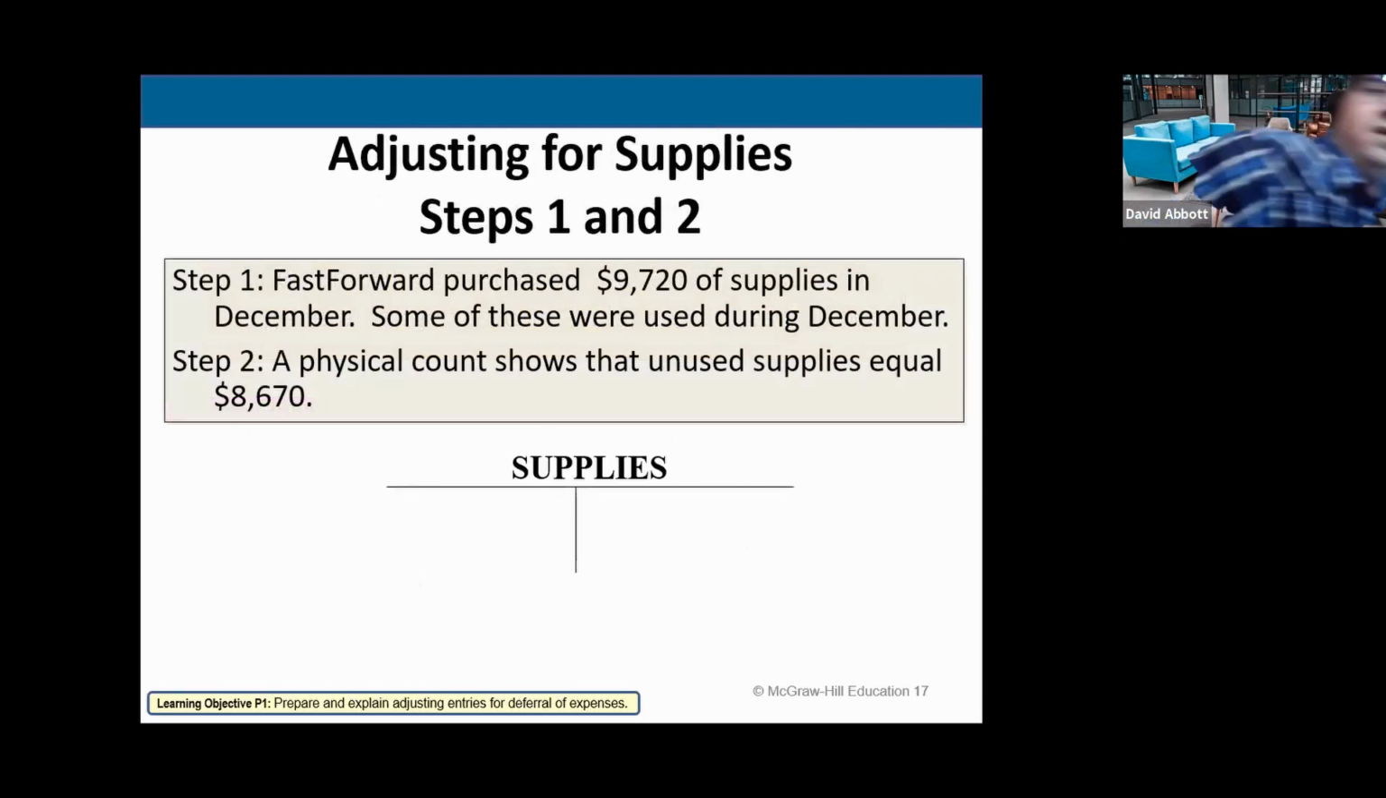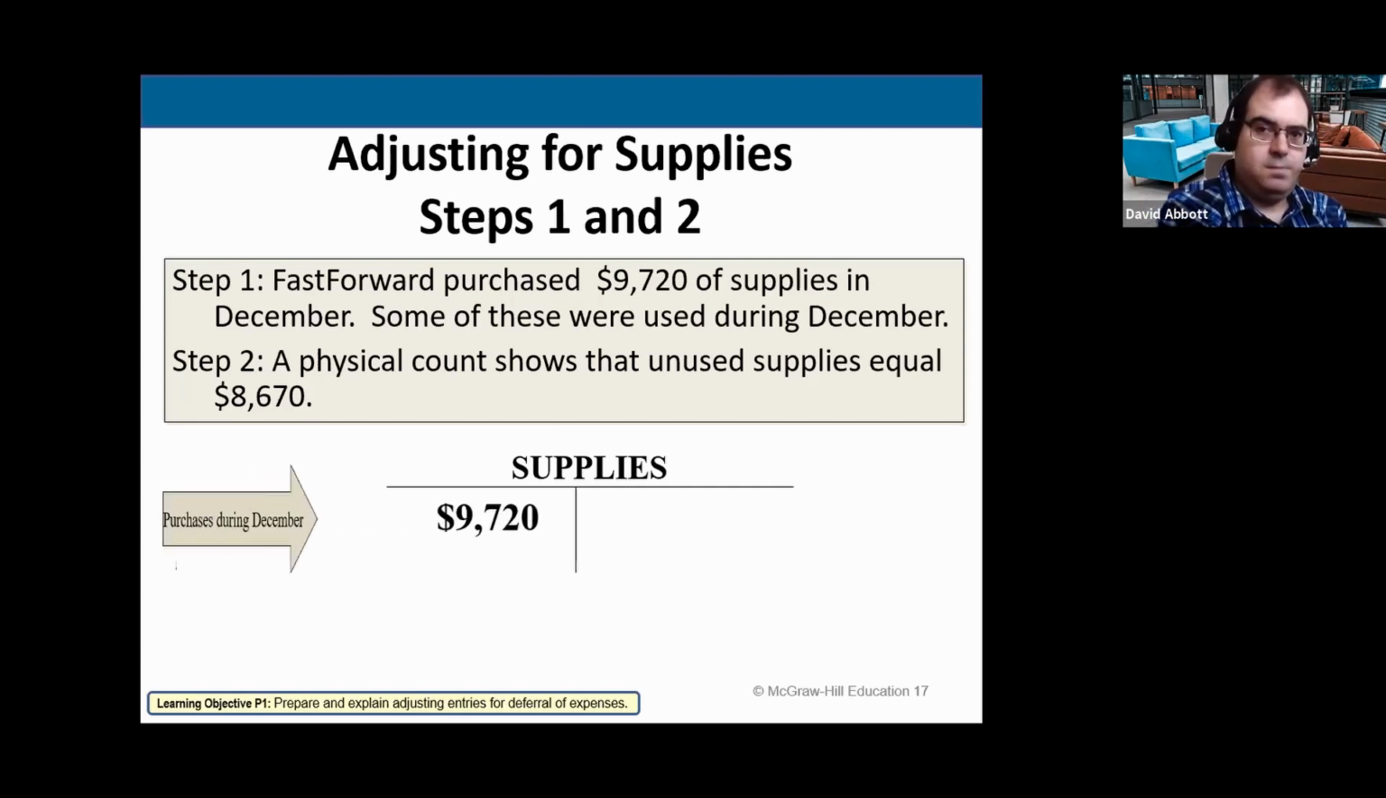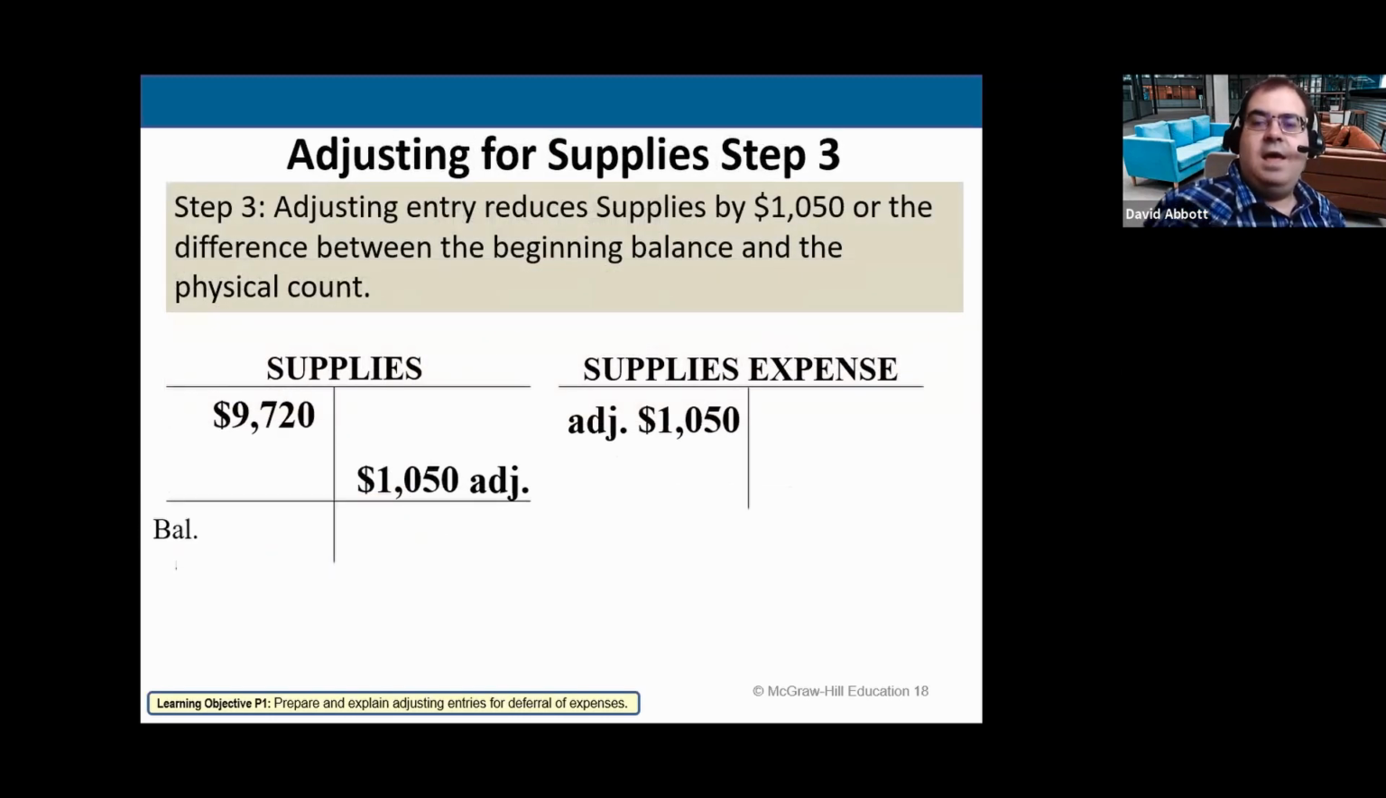Fast Forward purchased $97.20 of supplies in December, some of which were used during the month of December. So we go through our supply cabinet, we count up everything, and we realize that we still have $8,670 worth of supplies. So we know that our beginning balance was $97.20. And then we take that and subtract from the beginning what was left. That gets us how much we used. And so we used $1,050 worth of supplies.